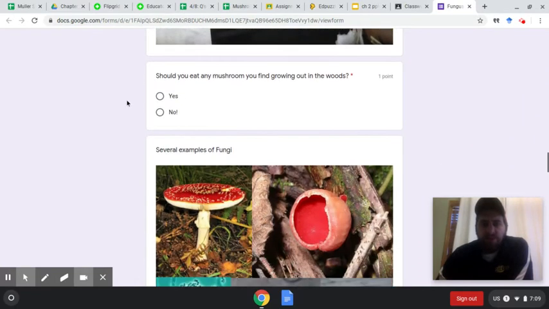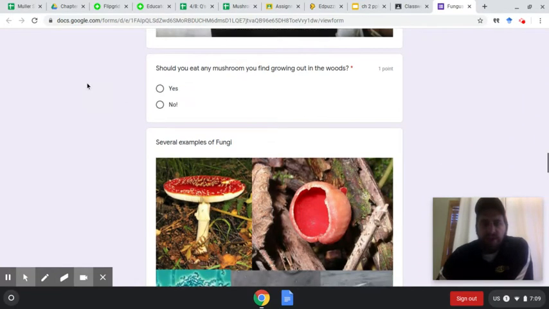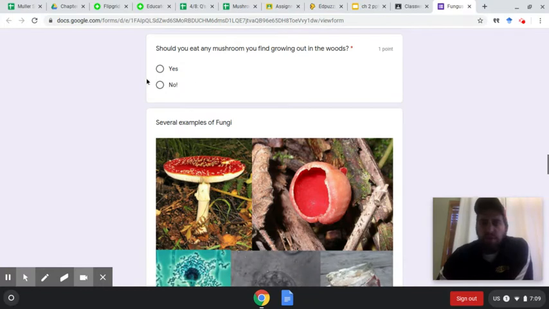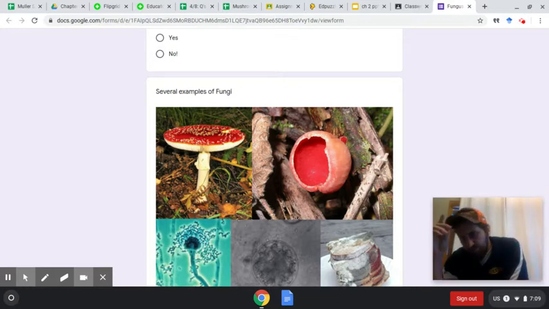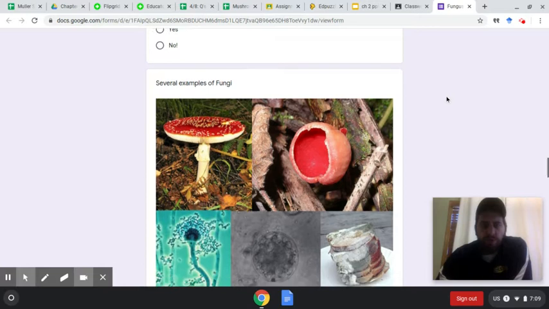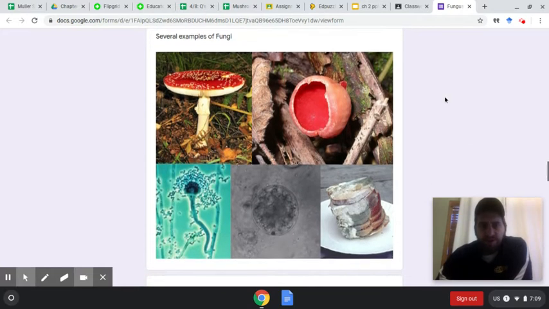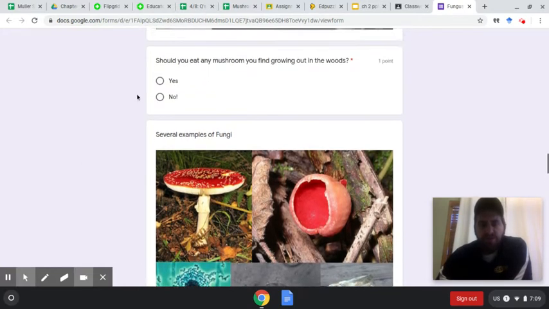Should you eat any mushroom you find growing in the woods? The answer to this is no. Unless you are somebody who's an expert, who goes and hunts mushrooms and knows what they're doing. But even then, those people do not eat any mushroom they see in the woods, right? Some of these mushrooms can make you very sick and hurt you.